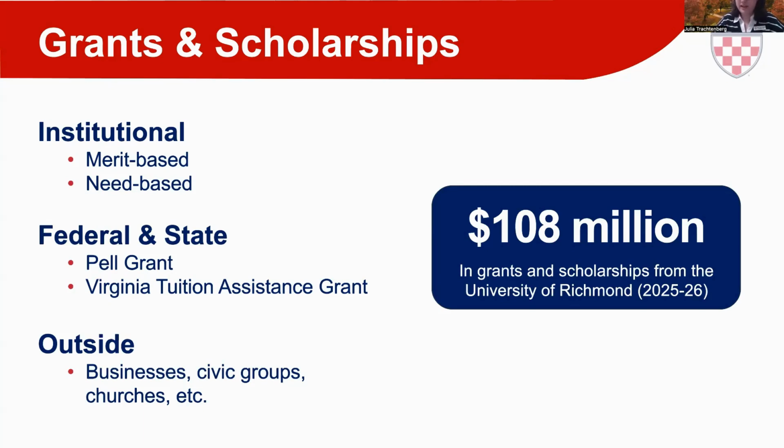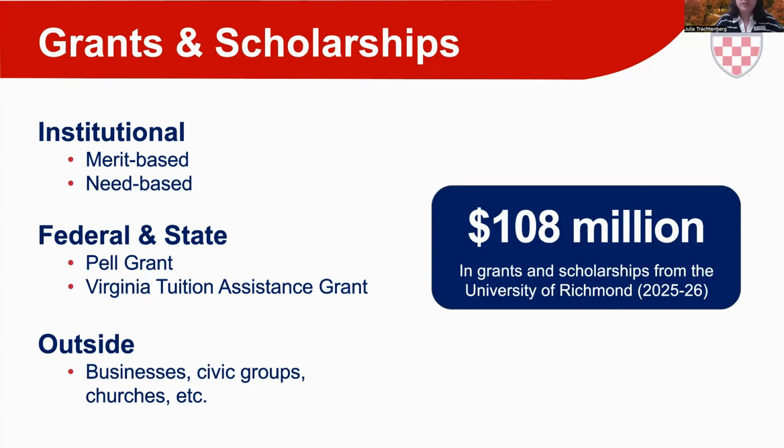Need-based institutional aid is going to be primarily what our office is processing, and that's going to be based on your financial aid application. So based on that number in family, number in college, income, and asset information that we talked about earlier. Just kind of a fun statistic, $108 million is how much grants and scholarships the University of Richmond provided in the 25-26 school year as part of our institutional aid.